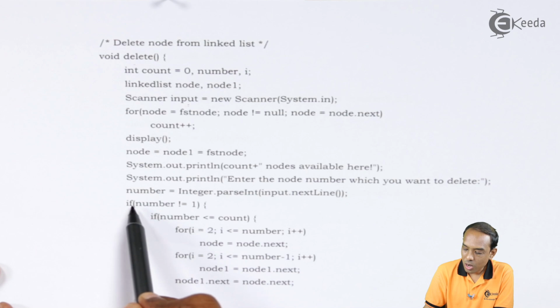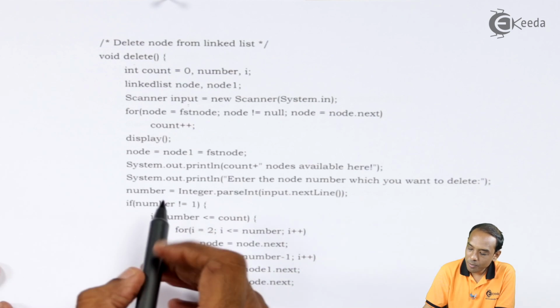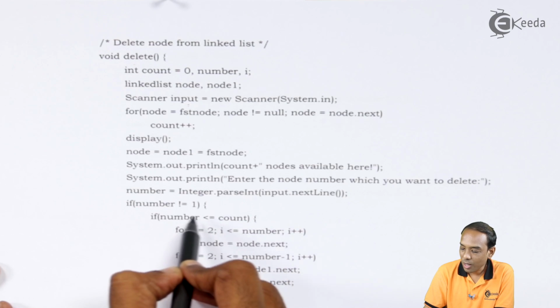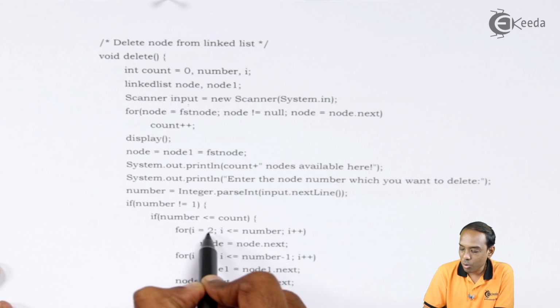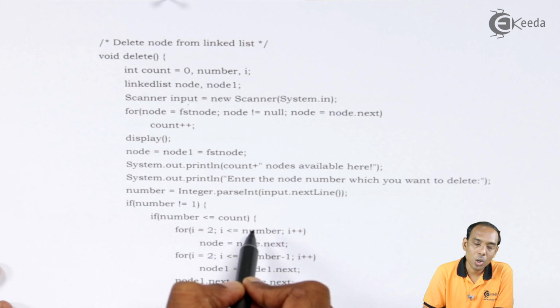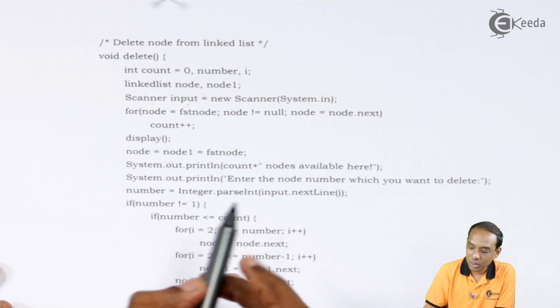Okay, if number not equal to 1, because 1 I have kept for insertion. If number is less than or equal to count, in that case I move to the for loop. So I start my value for i equal to 2, i should be less than or equal to number. So I will be iterating from 2 to the number the user wants to delete.